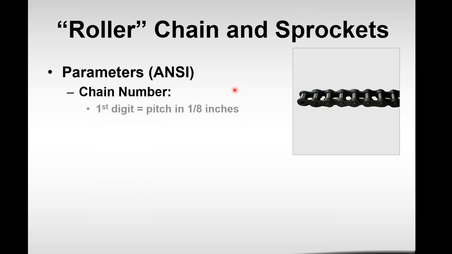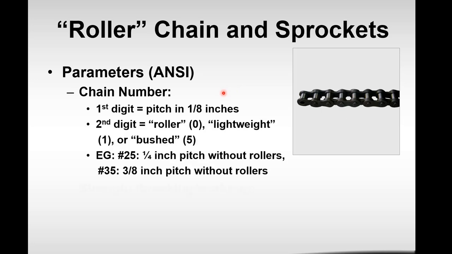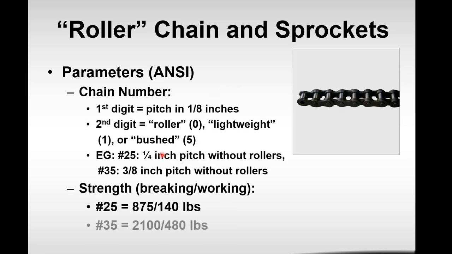Okay, so next we want to talk about chain sprockets and the chain number. Let me just get this out here. This first digit is the pitch in inches. So the pitch, we've talked about, pitch on a bolt, like a quarter 20 bolt. The pitch is the distance between the threads. So the 20 means 20 threads per inch. So the pitch would be 1/20th of an inch.